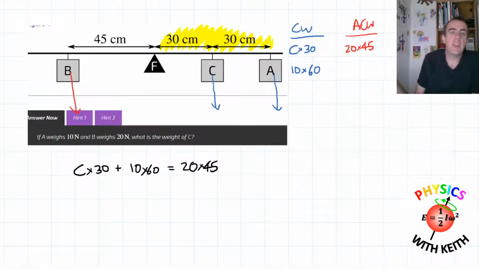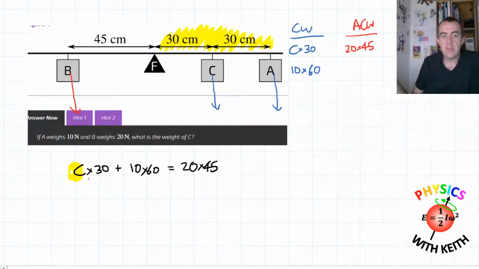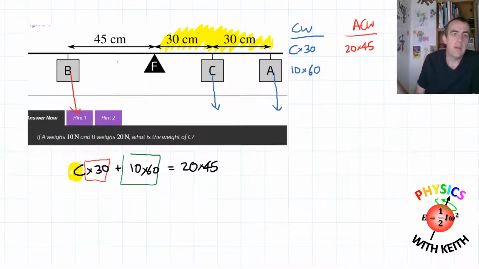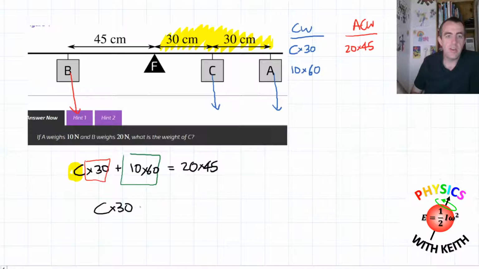Now we want to get the C as the subject, because that's what we're trying to find. So to get C as the subject, we use our order of operations in reverse, our operator precedence in reverse. And so what we're going to do is get rid of this part first, and then we'll get rid of this part second. So C multiplied by 30 is going to equal 20 times 45 minus 10 times 60. So we've got rid of that by subtracting it from both sides. And C is going to equal, let's divide through by 30.